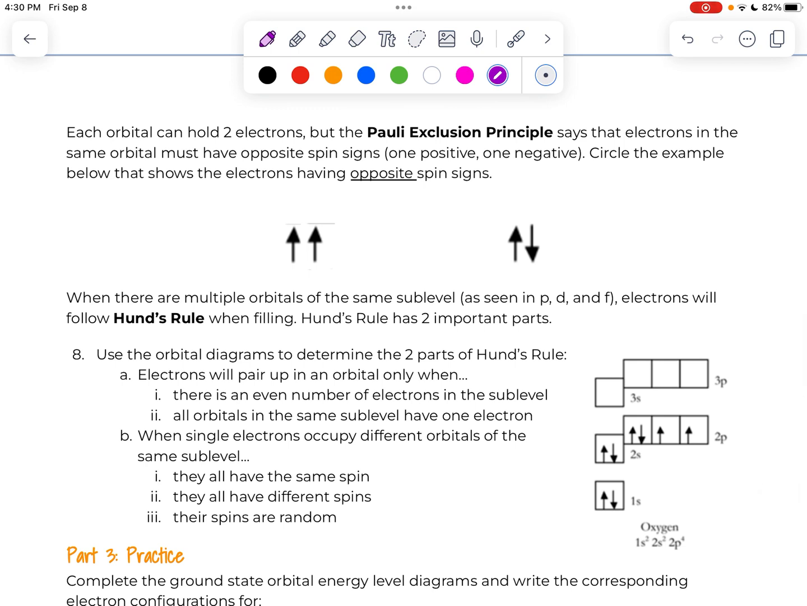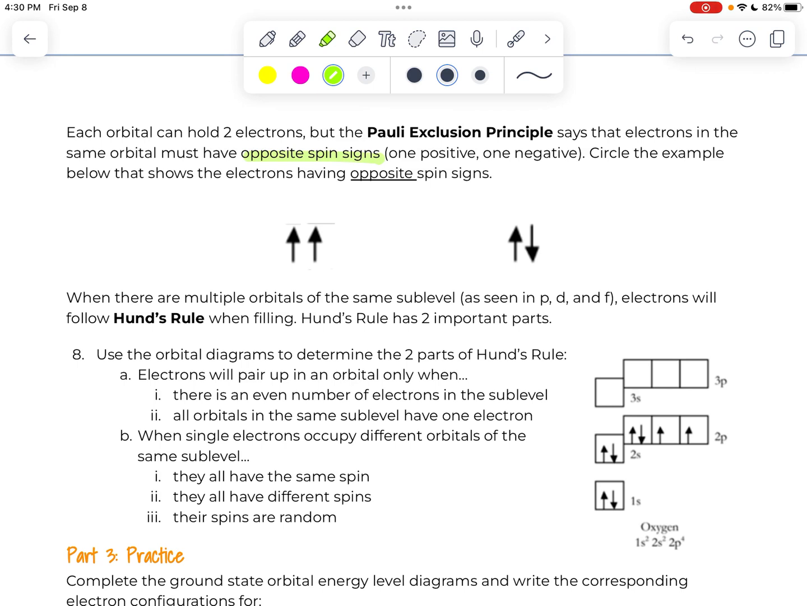Okay, so after the Aufbau principle, there's another rule that tells us how we're going to draw ground state orbital diagrams and electron configurations, and that rule is called the Pauli exclusion principle. What this says is that if you have electrons in the same orbital, remember that every orbital can have 2 electrons, those 2 electrons must have opposite spin signs, 1 positive, 1 negative.